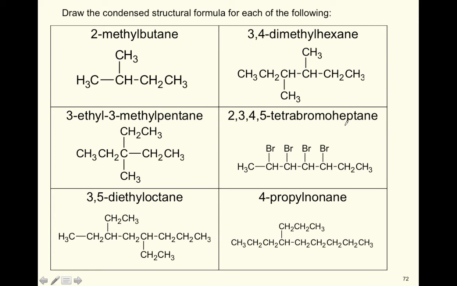Tetrabromoheptane. Well, this one has 4 bromos coming off of a parent chain of 7, and they live on carbons 2, 3, 4, and 5. So 1, 2, 3, 4, 5, 6, 7. I have a bromo, and I could have written them all on the top like I did here. I could have them all on the bottom, or I can alternate them like I did up here, just so long as they're on carbon 2, 3, 4, and 5.